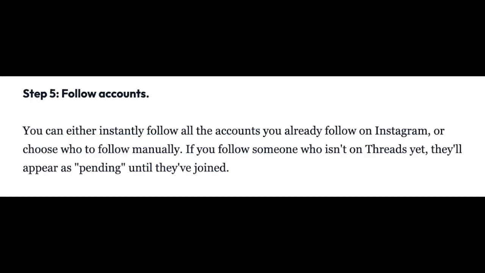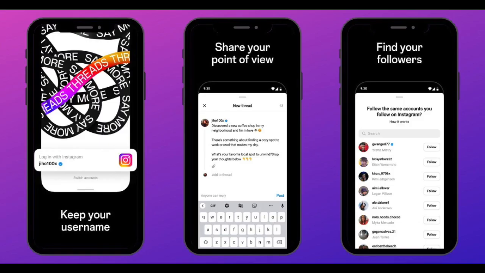Now, step 5 is to follow accounts. You can either instantly follow all the accounts that you already follow on Instagram, or you can choose who to follow manually. If you follow someone who isn't on Threads yet, they'll appear as pending until they've joined. Step 6, start exploring. Your account is ready to go, and you can browse through the homepage, follow more accounts, and post your own threads.